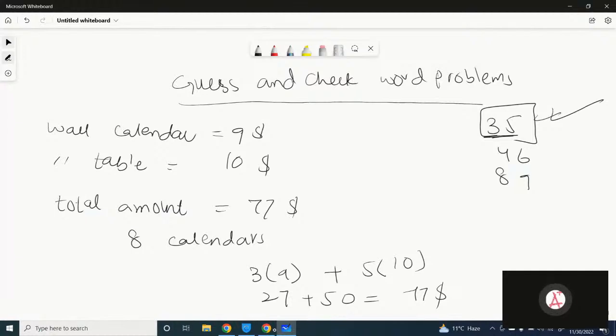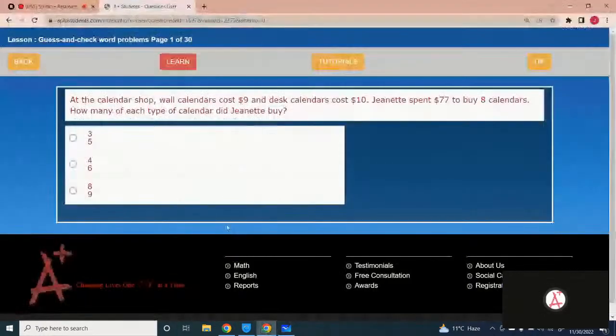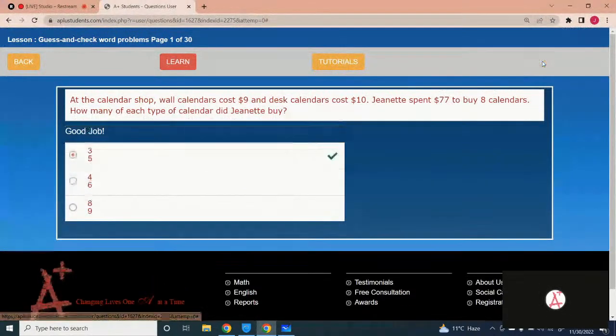She can buy 3 wall calendars and 5 table ones. And when you calculate the total value together, they make 77. Got it, everyone? So the correct option is the first option. Got it? Just select the correct option and move on to the next question.